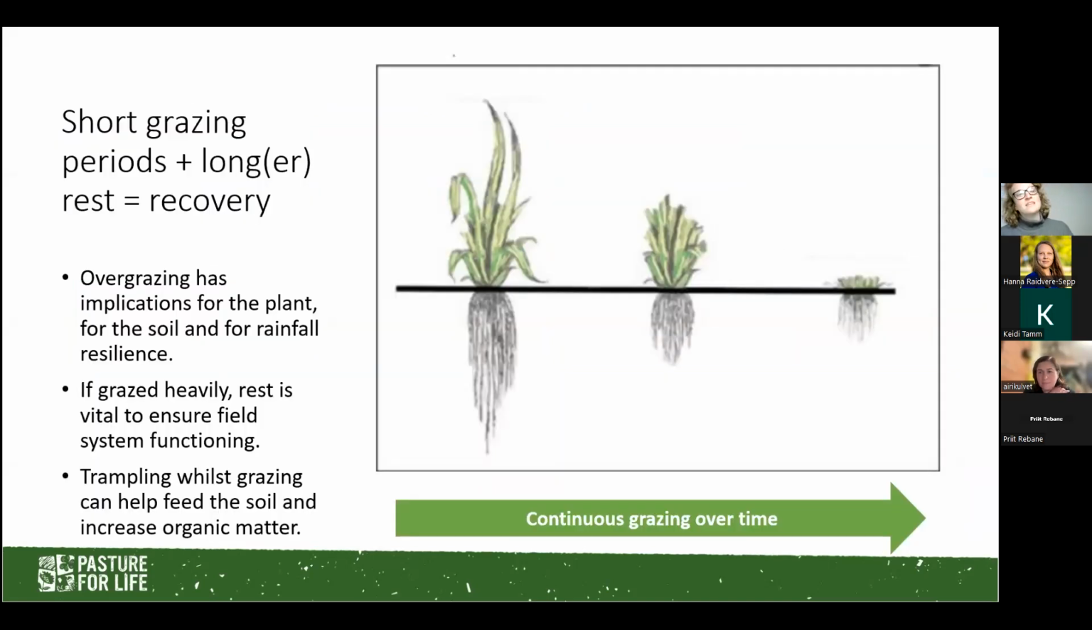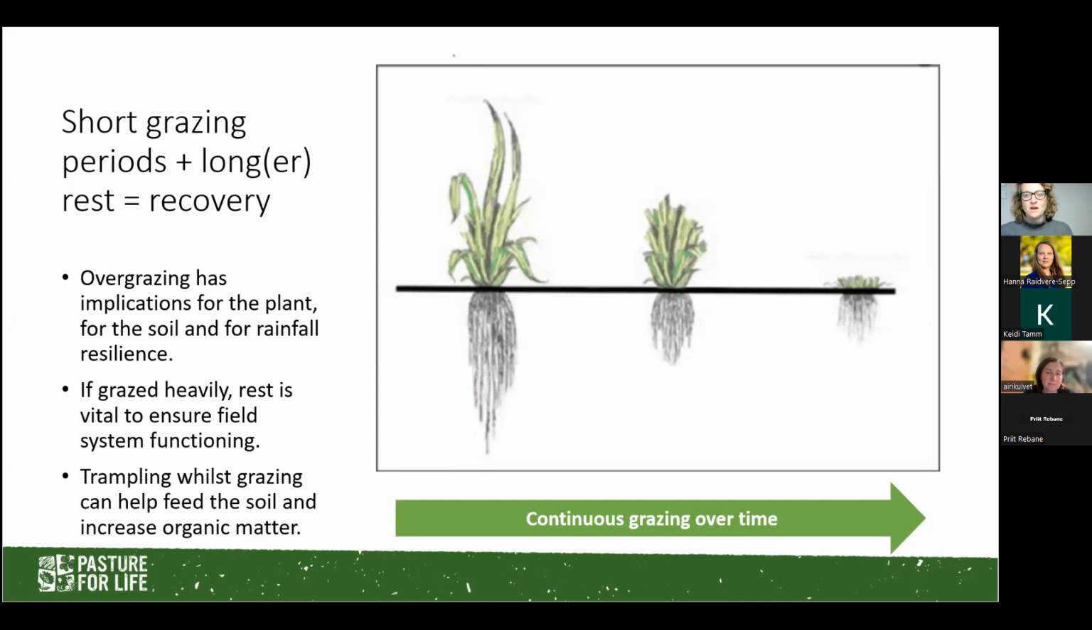And the reason why this kind of short, intensive grazing periods are important with these longer rest and recovery periods is to reduce the risk of overgrazing. And sometimes people think that overgrazing is where the grass is very short. But actually overgrazing really means grazing a plant before it has fully recovered. So if we have a long, tall grass plant and in one hit, the animals come and eat it very quickly and it's eaten right down, that's not really overgrazing.